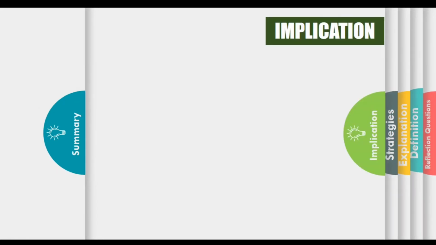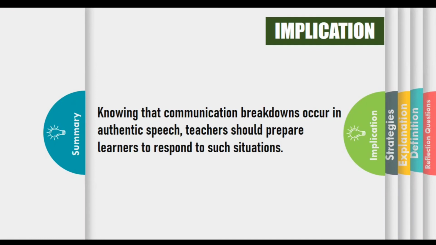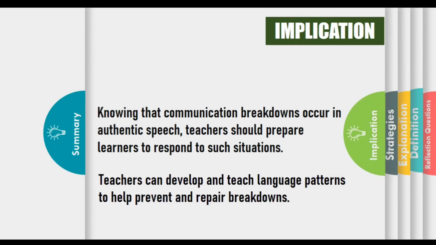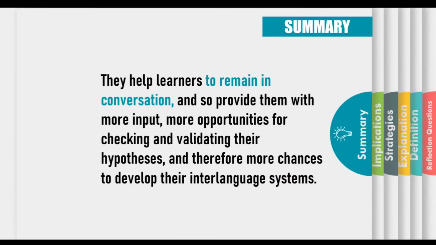Let's go with the implication of strategic competence. Knowing that communication breakdowns occur in authentic speech, teachers should prepare learners to respond to such situations. Teachers can develop and teach language patterns to help prevent and repair breakdowns. Let's go with the summary of this topic.